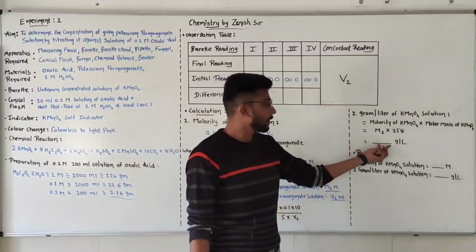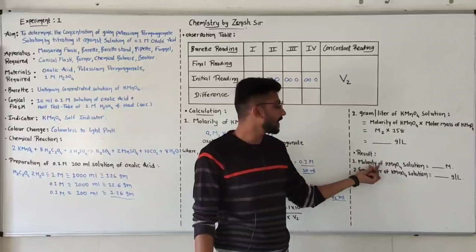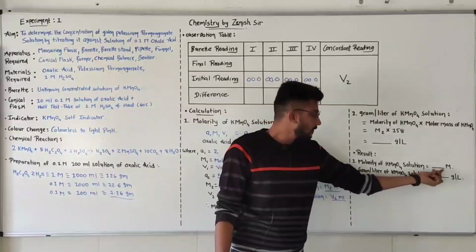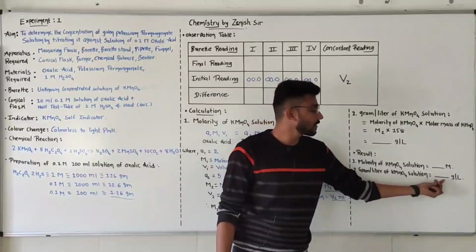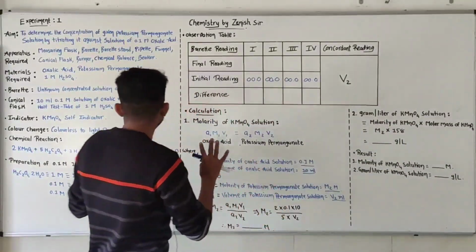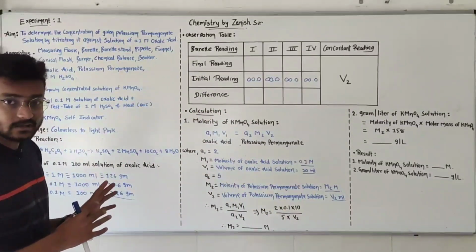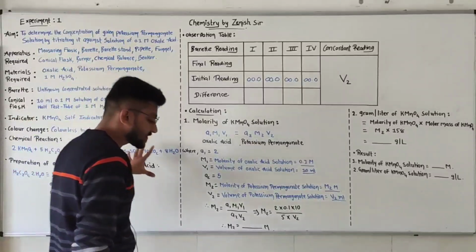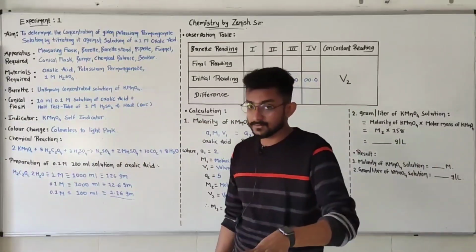Now both of these calculation values will be written in the result. So the first one will be molarity of KMnO4 solution, this much, and gram per liter of KMnO4 solution, this much. Why have I written all this in the introduction of the practical? Because this is the way you are going to write in your exam, board exams.